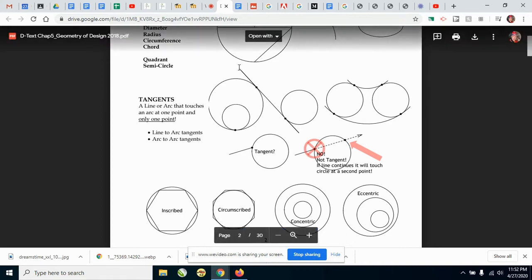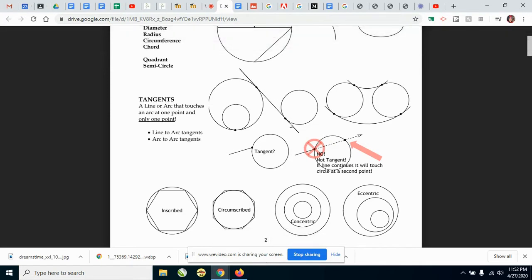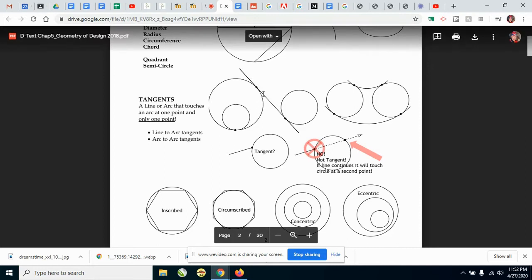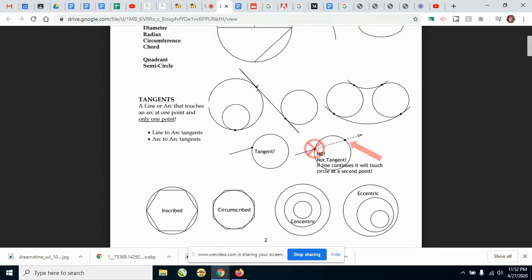As you can see here, this line is sort of having a glancing blow, if you want to call it, just barely touching this circle and barely touching this circle. Those are the tangent points. So this line is touching this circle at that one point and only that one point. It doesn't touch the circle again. Down here, it touches a different circle at this one point and only that one point.